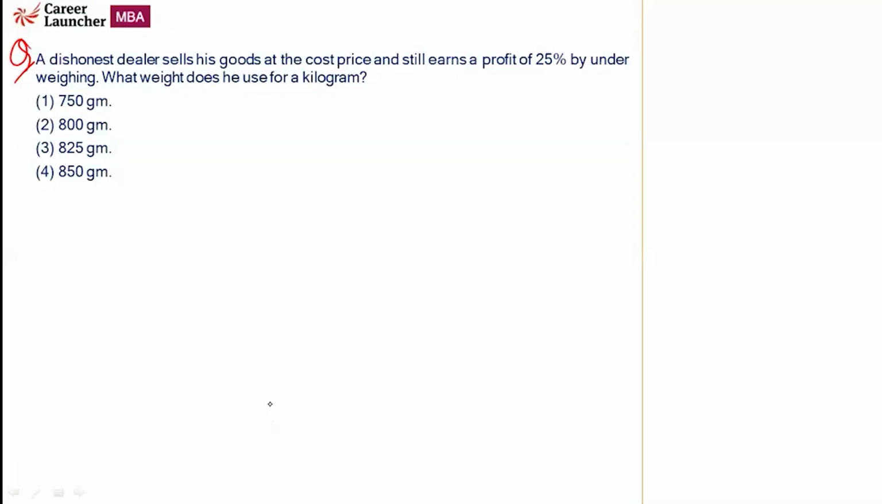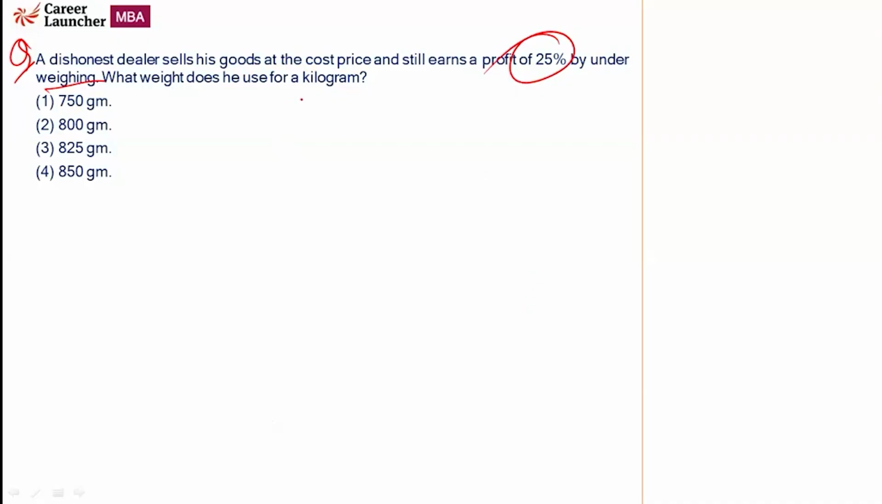कोई और आंसर आया किसी का? 800. A dishonest dealer sells his goods at a cost price. The price at which I'm going to buy, I'm going to sell at the same price. Still, I make a profit of 25% by undercutting the weight.